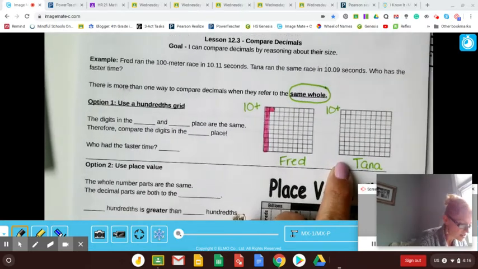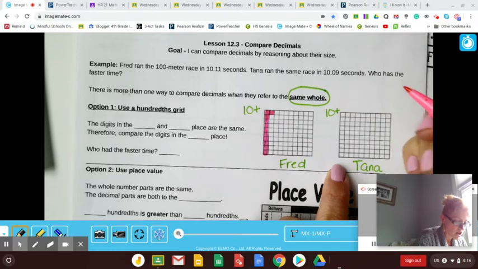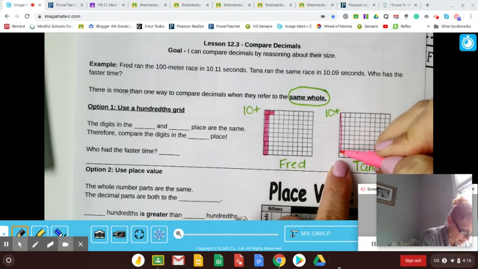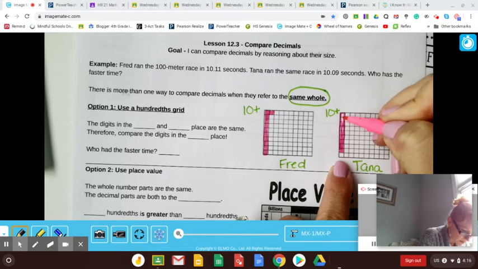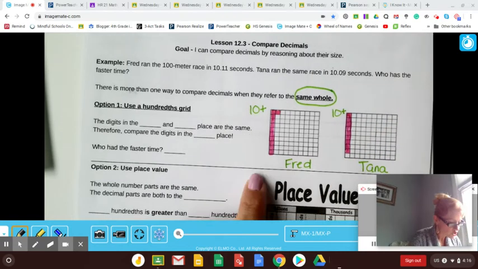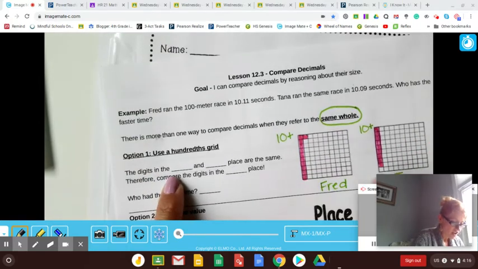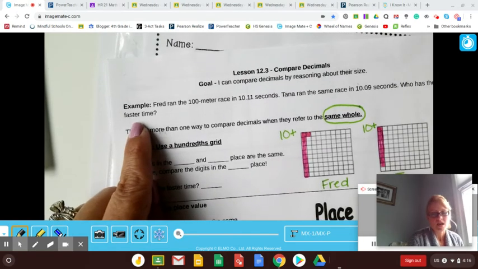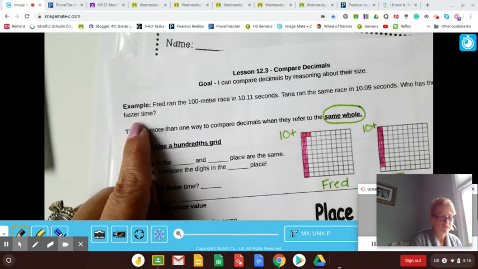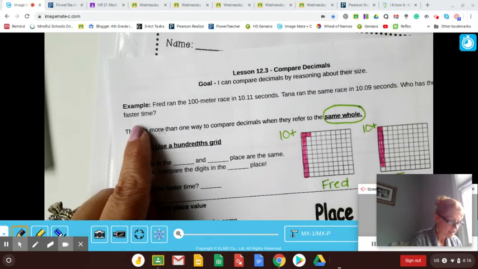And for Tana, she ran the race in 10 and 9 hundredths seconds. So 9 of these would be all but one, and I'm going to fill that in. By looking at these, I can tell that Tana finished the race first, right? It took her less time. And we're talking about racing, so we want the person who finished in the least amount of time. So Tana won the race.